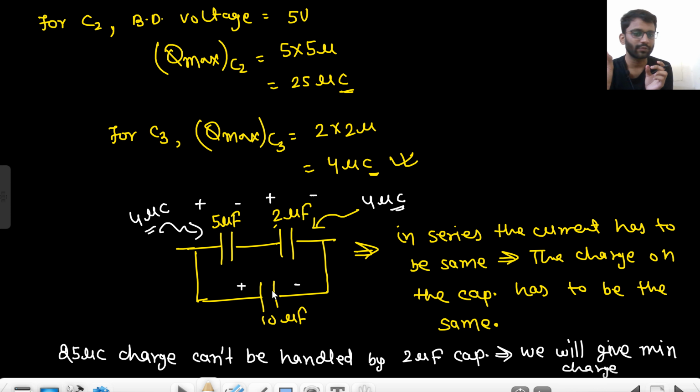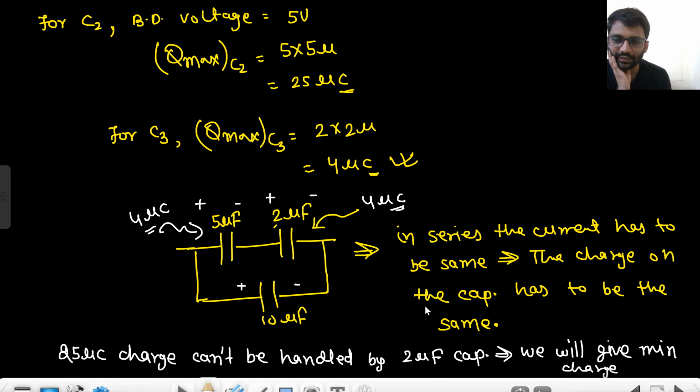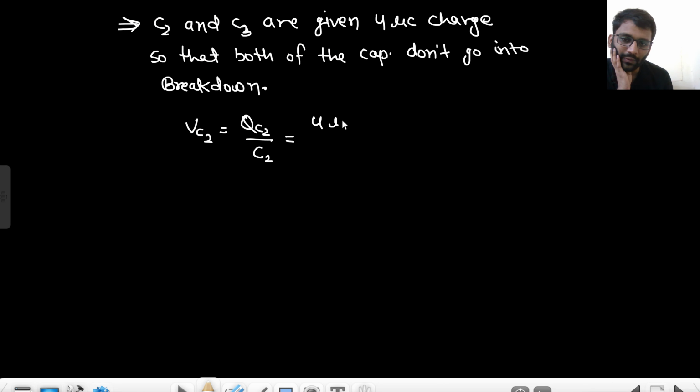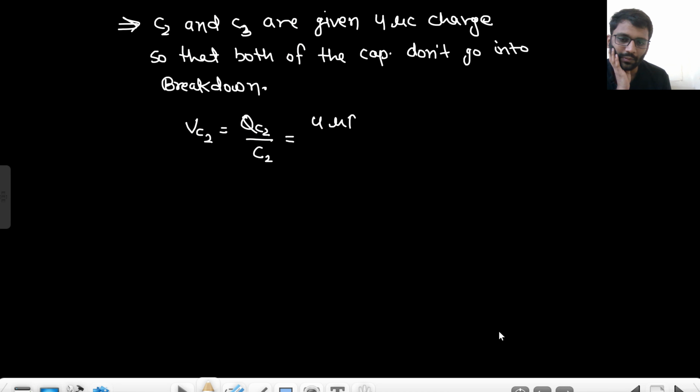Are you getting this point? I will get the voltage across 5 microfarad, I will get the voltage across 2 microfarad. The total voltage will be the same voltage across the 10 microfarad. So if I have the voltage across the 10 microfarad, I will get the charge from there. You know the charge across 5 microfarad and 2 microfarad. Now you are finding the charge across 10 microfarad. So what is the voltage across C2? That is QC2. What is the value of QC2? That is 4 microcoulomb, divided by 4 microfarad. That means 0.8 volt.